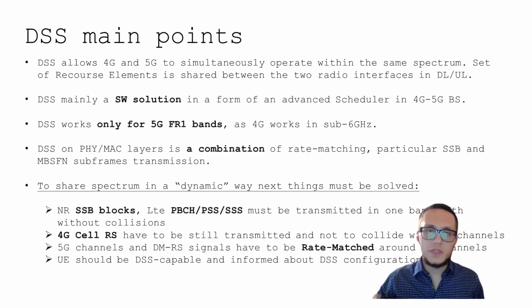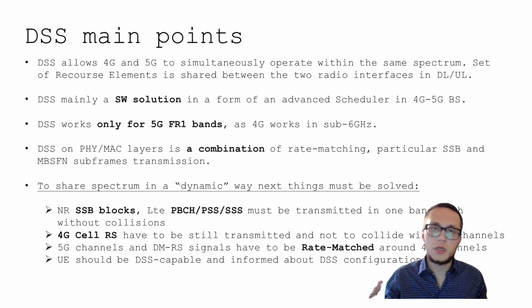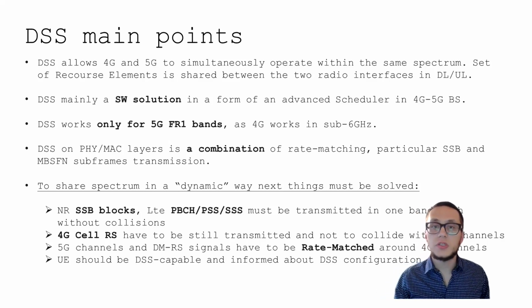So let's talk about main points of DSS. DSS allows us to simultaneously transmit 4G and 5G signals in one bandwidth. It can be done on different levels, but in most of the cases, as far as I know, it's possible to allocate resources based on resource blocks or even resource elements. DSS mainly is a software solution, as I said before, and it is a form of advanced scheduler that can operate 4G and 5G signals simultaneously.